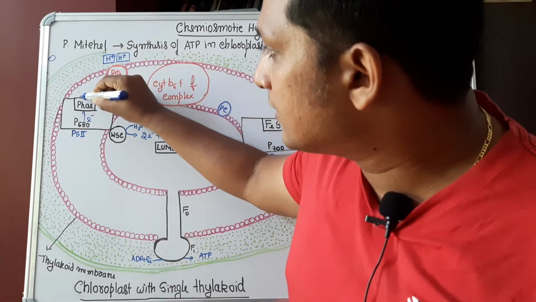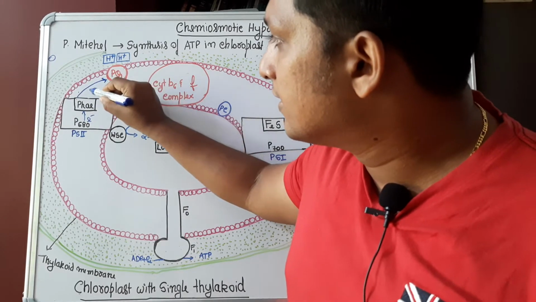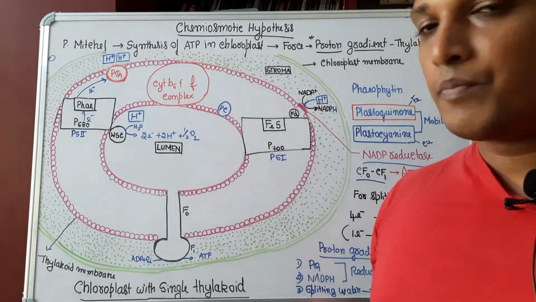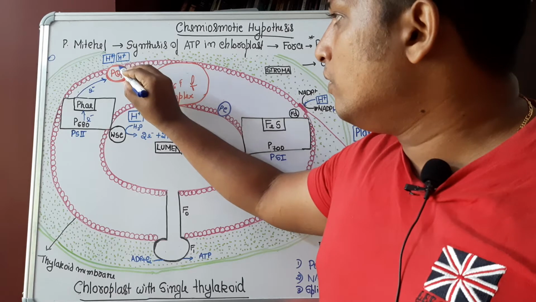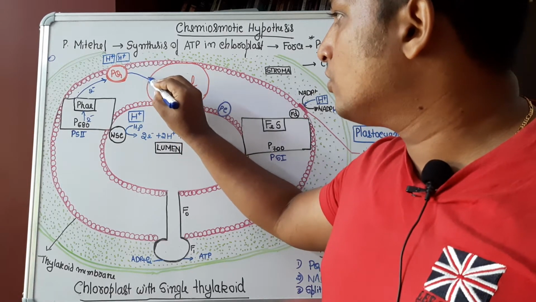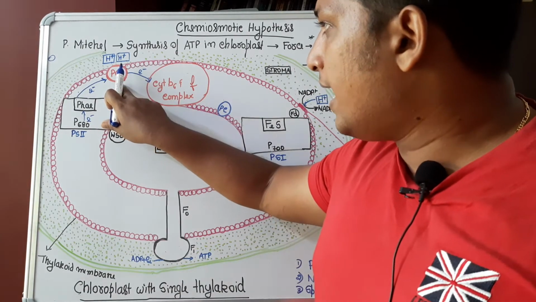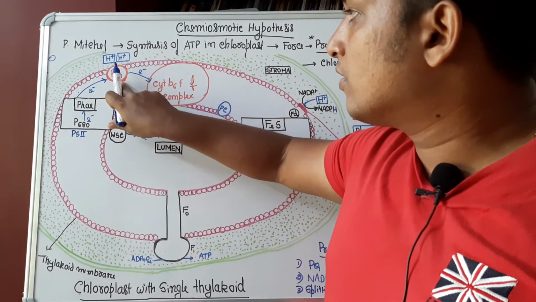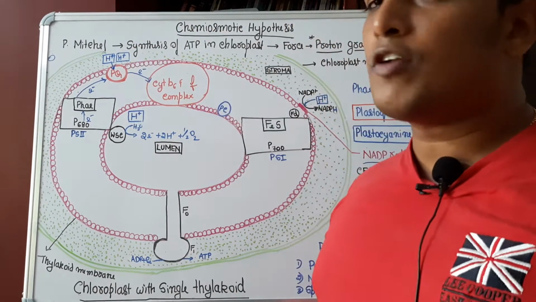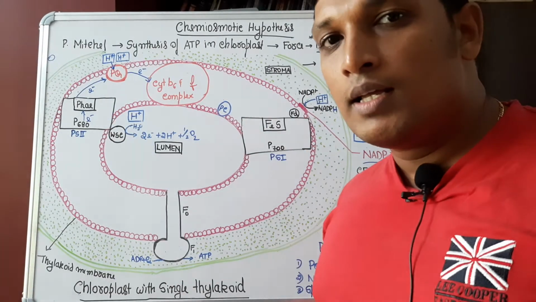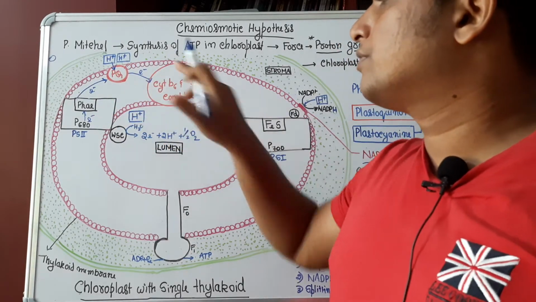Pheophytin transfers its electron to the mobile electron carrier, that is plastoquinone. Plastoquinone, after accepting electron, will now transfer its electron to cytochrome B6 and F complex. Because of the energy of the electron, plastoquinone will take up protons from the stroma. Remember, it is from the stroma, H plus ion it is taking. But H plus ion cannot be transferred further. Why?